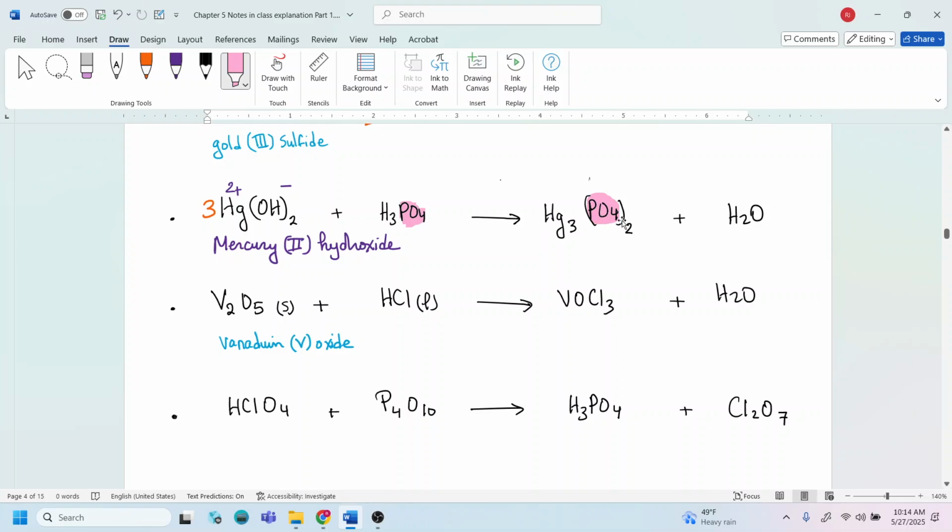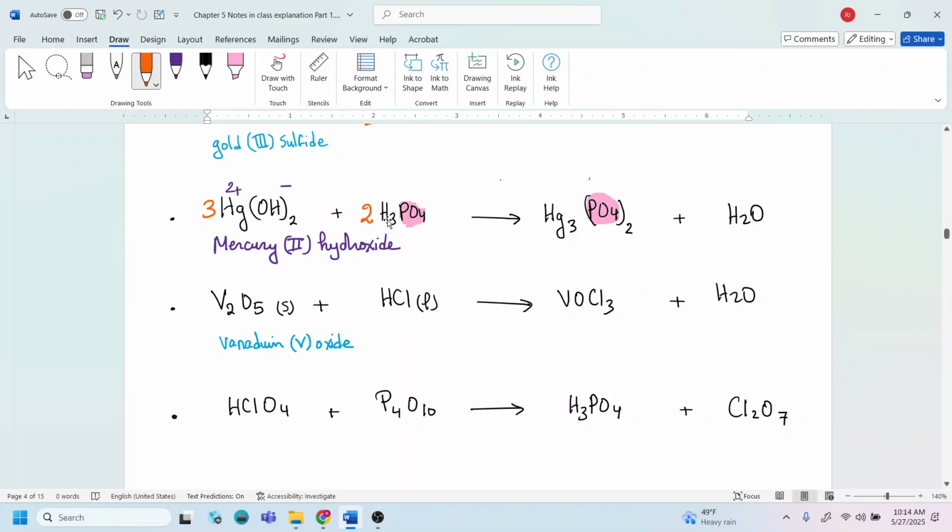So I have PO4. This is 2 units of PO4, so I'm just going to go ahead and balance that as 2. So now I'm done balancing the PO4. I am done balancing the mercury. I still have to balance the oxygens and the hydrogens. So let's balance the hydrogen. Let's see.